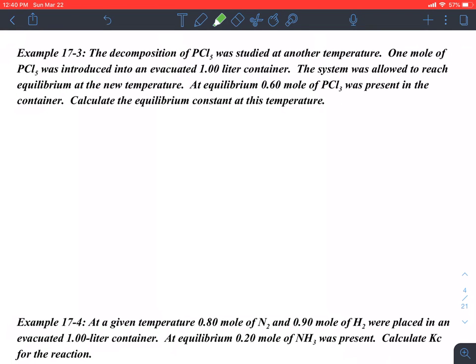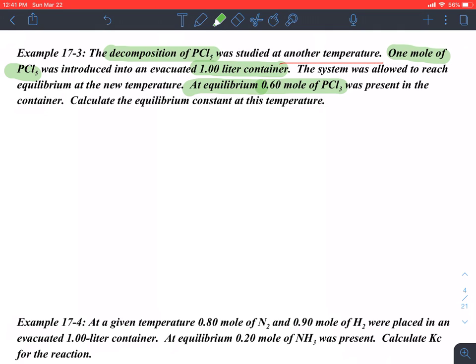So example 17.3, the decomposition, and that's key there, of PCl5 was studied at another temperature. So another temperature meaning that the equilibrium constant we calculated in 17.2 would no longer be valid, because remember they change at different temperatures. So 1 mole of PCl5 was introduced into an evacuated 1 liter container. The system was allowed to reach equilibrium at the new temperature. At equilibrium, and this is key, 0.60 moles of PCl3 was present in the container. Calculate the equilibrium constant at this temperature.